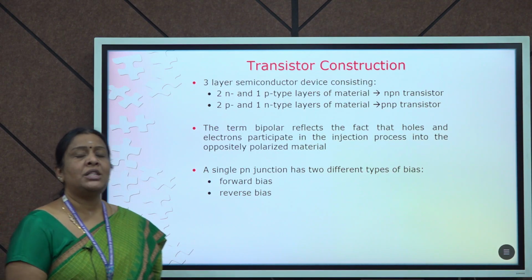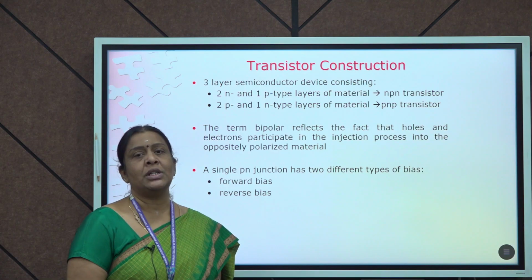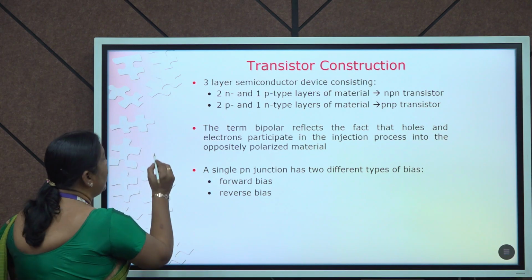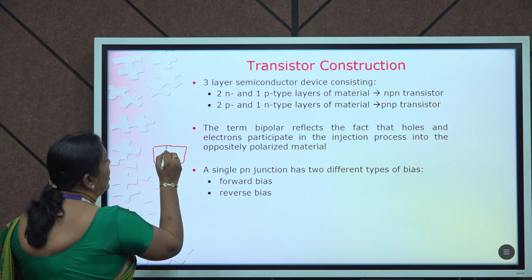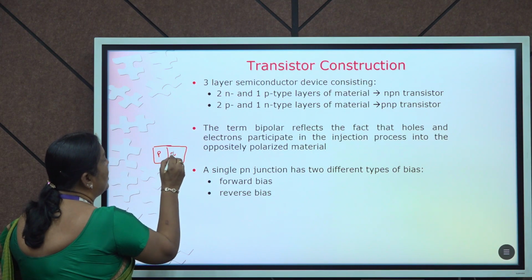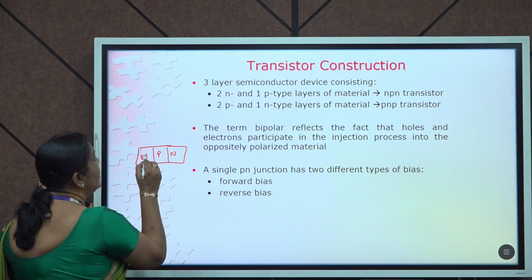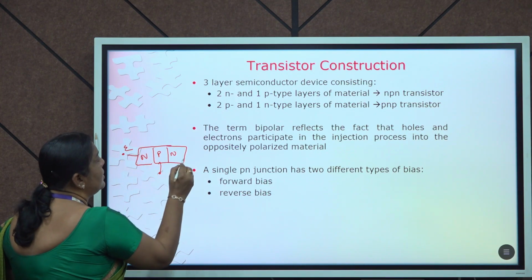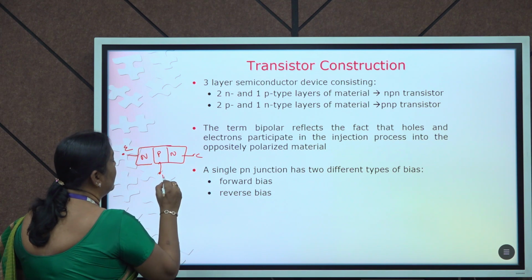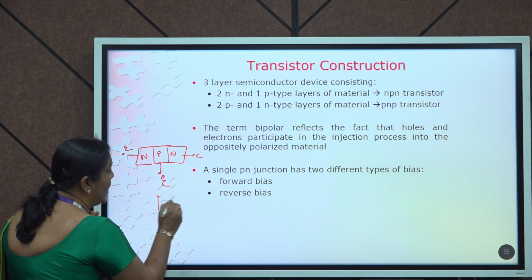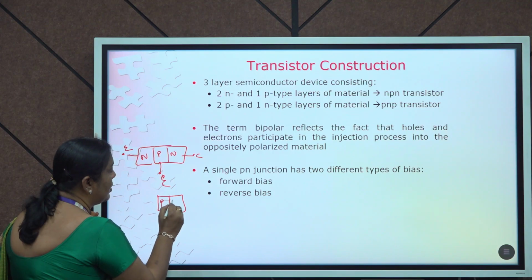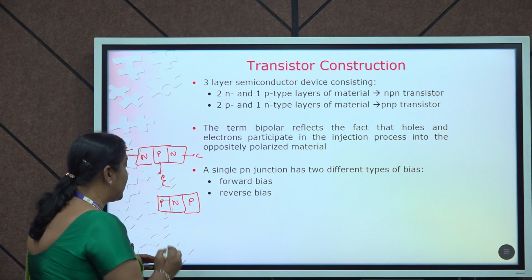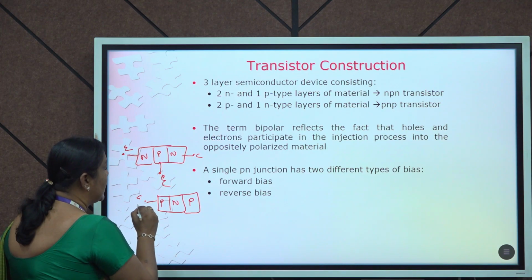Transistors are mainly classified into two types: first the PNP transistor and then the NPN transistor. To a p-n junction diode, if we add an n type material, it is called an NPN transistor. And if we add one p type of material to the p-n junction diode, it is called a PNP transistor.